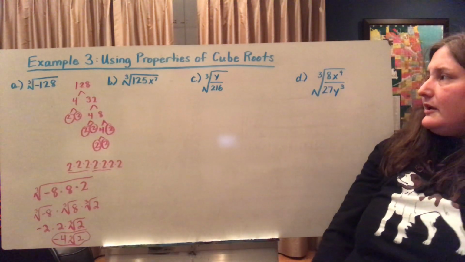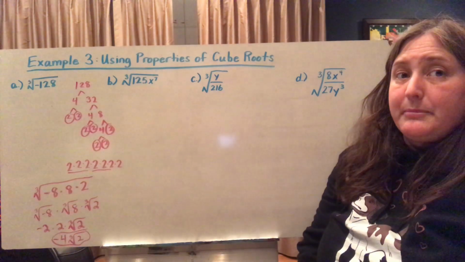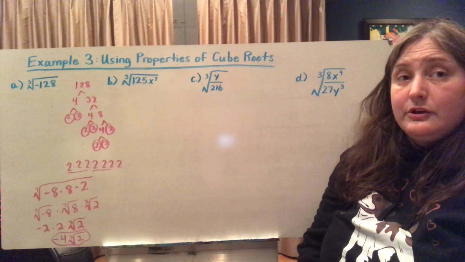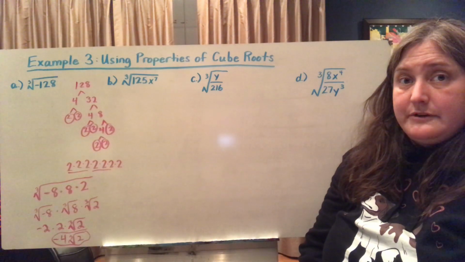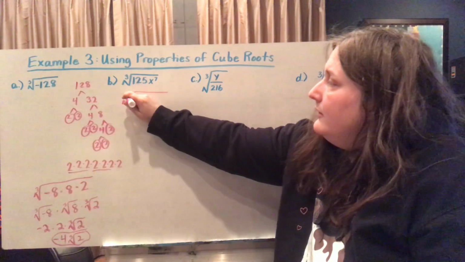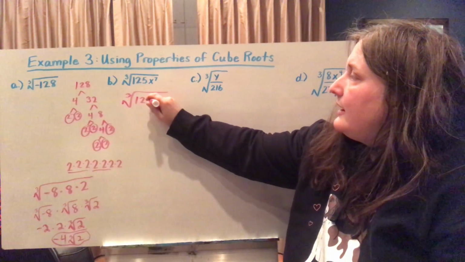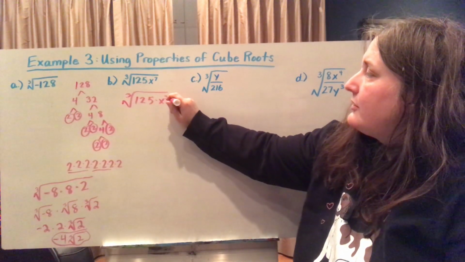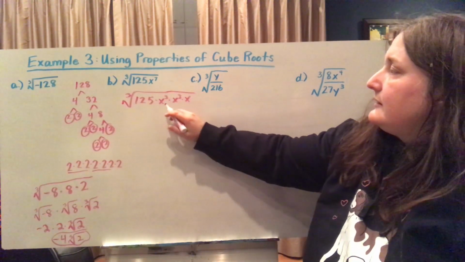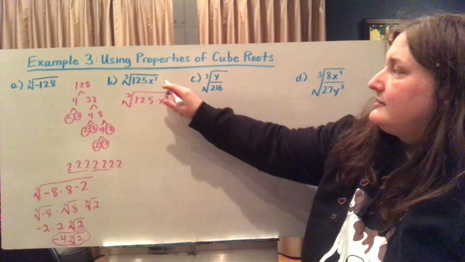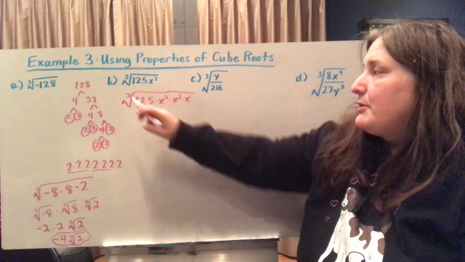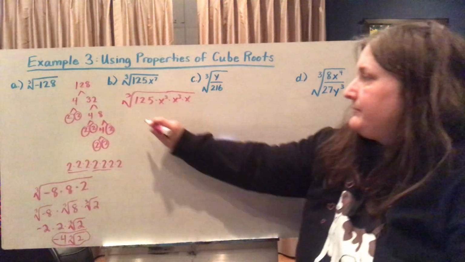Okay, let's take a look at another one. 125 is actually a perfect cube because 5 times 5 times 5 gives us 125. You could always make a factor tree if you need to, but I'm going to break this into 125 times x to the third times x to the third times x. So basically, I'm making sure that my x's still add up to the 7, but I know x cubed will be a perfect cube root.